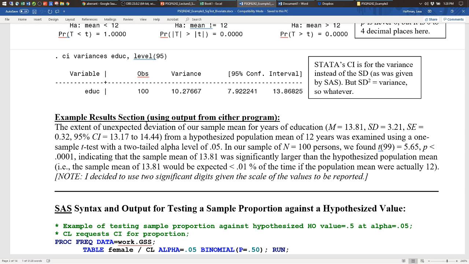So the extent of unexpected deviation of our sample mean, so here's my friend M, italics, SD, SE for sample mean, and I gave the confidence interval for the sample mean. From the hypothesized value of 12 years was examined using a one sample t-test with a two-tailed alpha level of 0.05. And so here's my t. The common way to report this, in any statistic, you'll see lots of instances, is whatever the test statistic is. So this will be either F, T, Z, or chi-square. In parentheses is degrees of freedom.